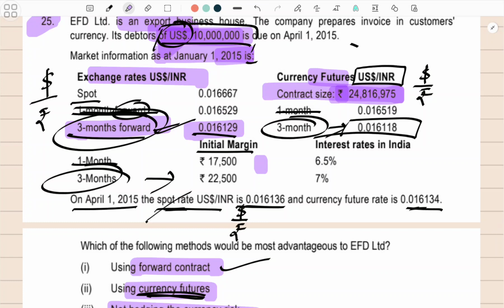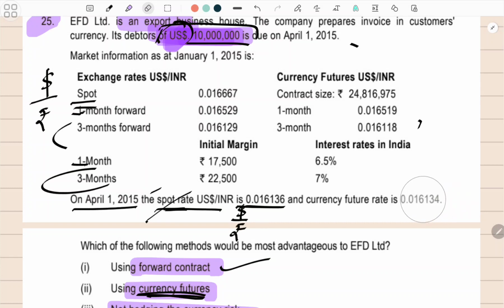So when we do that, what do we get? We get the number of contracts. We need the number of contracts. You could ask, why do we need that? The reason is, in case of futures we have to pay something called the margin, the initial margin. They have given this. I'll just remove this entire thing from the question first.